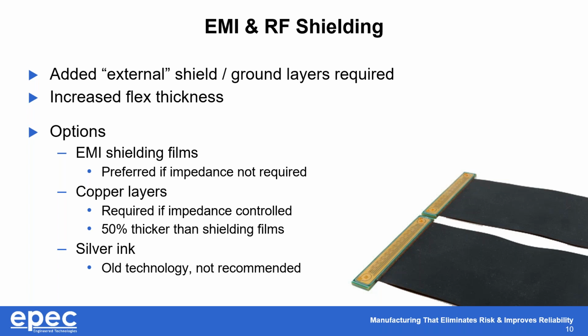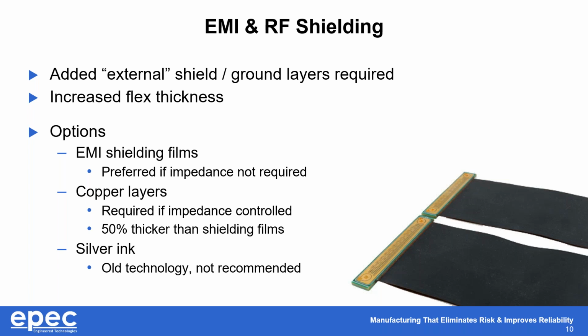Adding additional copper layers is the solution if controlled impedance is required. The downside is it results in a flex circuit that's 50% thicker than if you were utilizing shielding films. The last option, and I put this here because we still encounter it on occasion, is using silver ink as a shielding layer material.